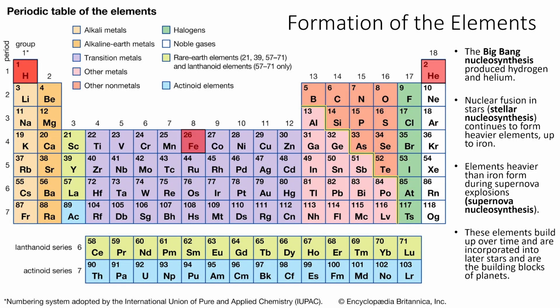Elements heavier than iron formed during supernova explosions, which is known as supernova nucleosynthesis. Over time, they've built up and been incorporated into other stars. And as they've exploded again and again and become more dispersed and segregated, they have become the building blocks of planets.